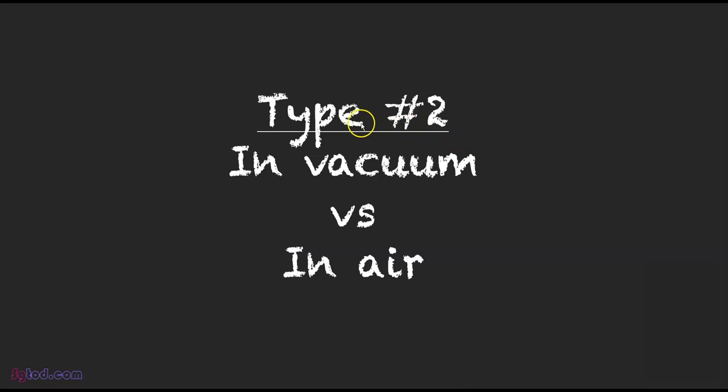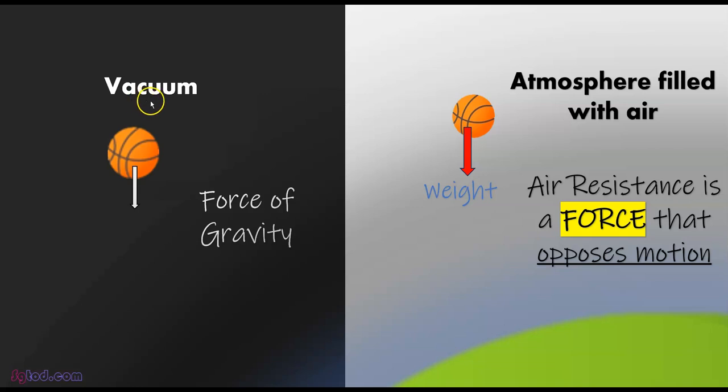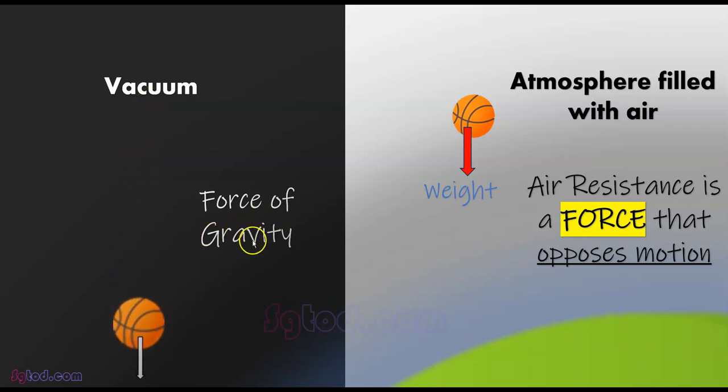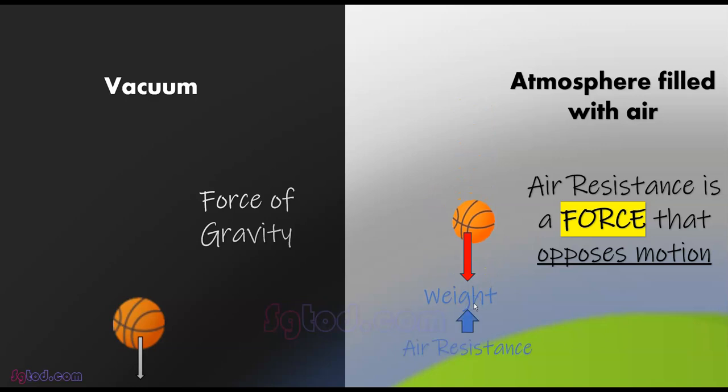That brings us to the second type of questions, which test our knowledge on what is the difference for objects falling in vacuum and for objects falling in the presence of air. In vacuum, there is no air, so there is no air resistance. The only force acting on the object is the force of gravity pulling it downwards. In the presence of air, there exists a resistive force, air resistance, which is a frictional force that opposes the downward falling motion. This air resistance will reduce the increase in speed as the object falls. The faster the object falls, the greater the air resistance will become.